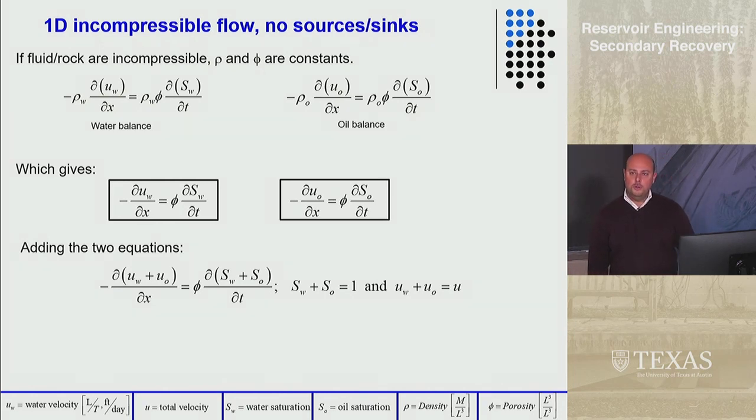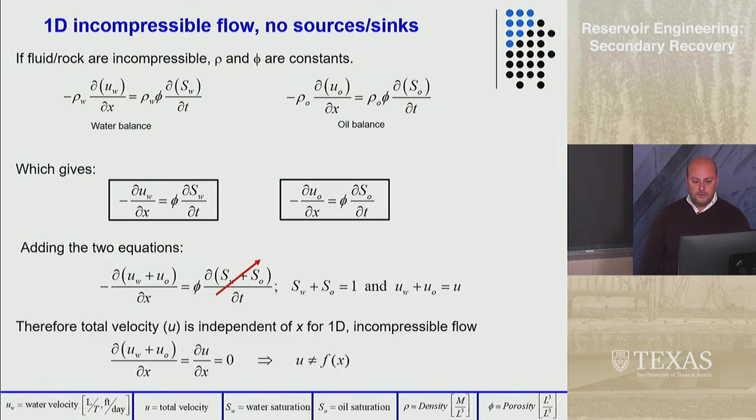But we know that SW plus SO is always 1. Now SW might be changing with time and SO might be changing with time, but if you add them up together, they're always 100% or 1. So that means the change in SW plus SO with respect to time is 0. And if that's true, then UW plus UO, or U, the overall velocity, must be 0. I'm sorry, it must be constant, not 0. It must be constant, right? So if this is equal to 0, the change in U with respect to x must be 0. So that means U is a constant.